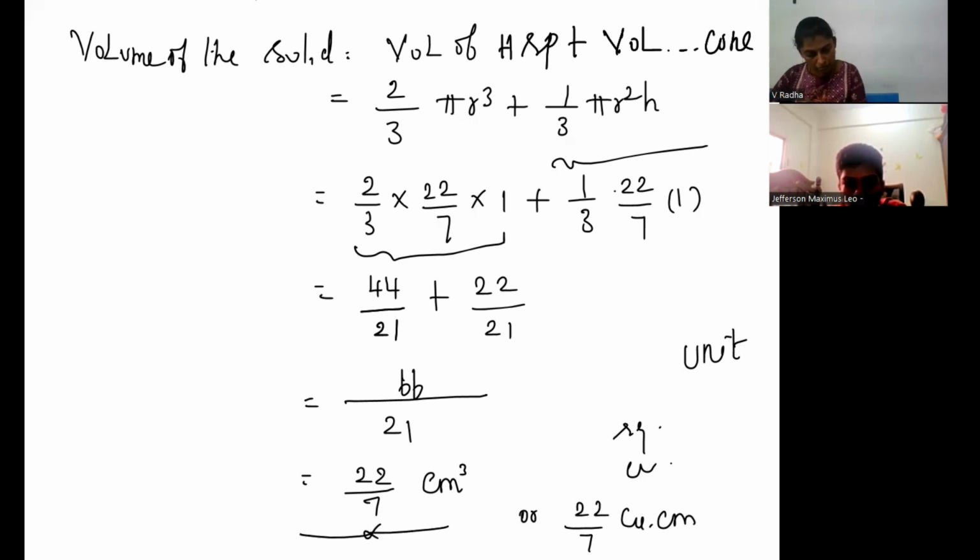This is the answer. See, it's correct. 22/7 cm³. See, in this way, or pi centimeter cube. Both are correct. Correct, ma'am? Yes, ma'am.